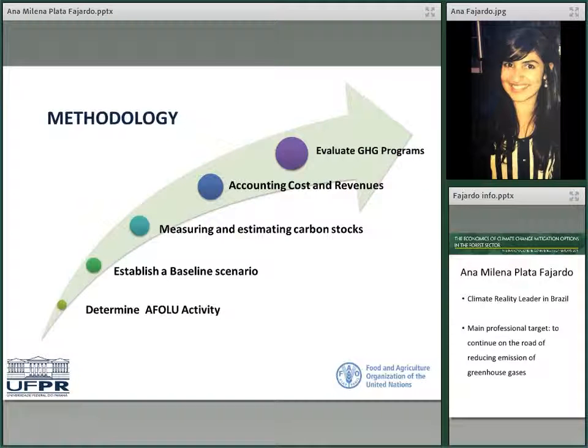Now, I'd like to move on to the methodology. For the study, I developed 5 steps. The first step refers to determining a fallow activity. And as I said before, the area fulfills the eligibility criteria to develop a reforestation project. The second and third steps rely on measuring and estimating carbon stock for the baseline and the project.